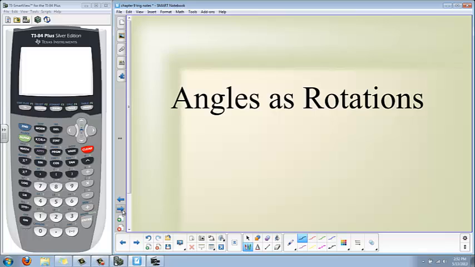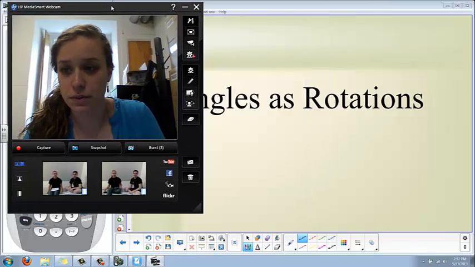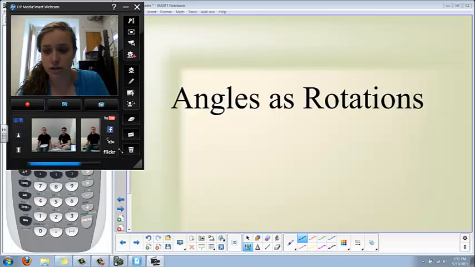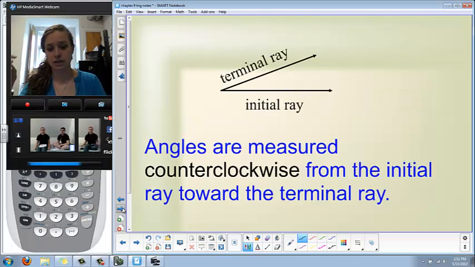So we're talking about angles as rotations. This day is really going to be super easy for you because I know that you're smart and I know that you get this stuff. So let me just put this over here so that you can actually see what I'm doing. Okay, angles as rotations. Let's see what Miss Tompkins has to say.